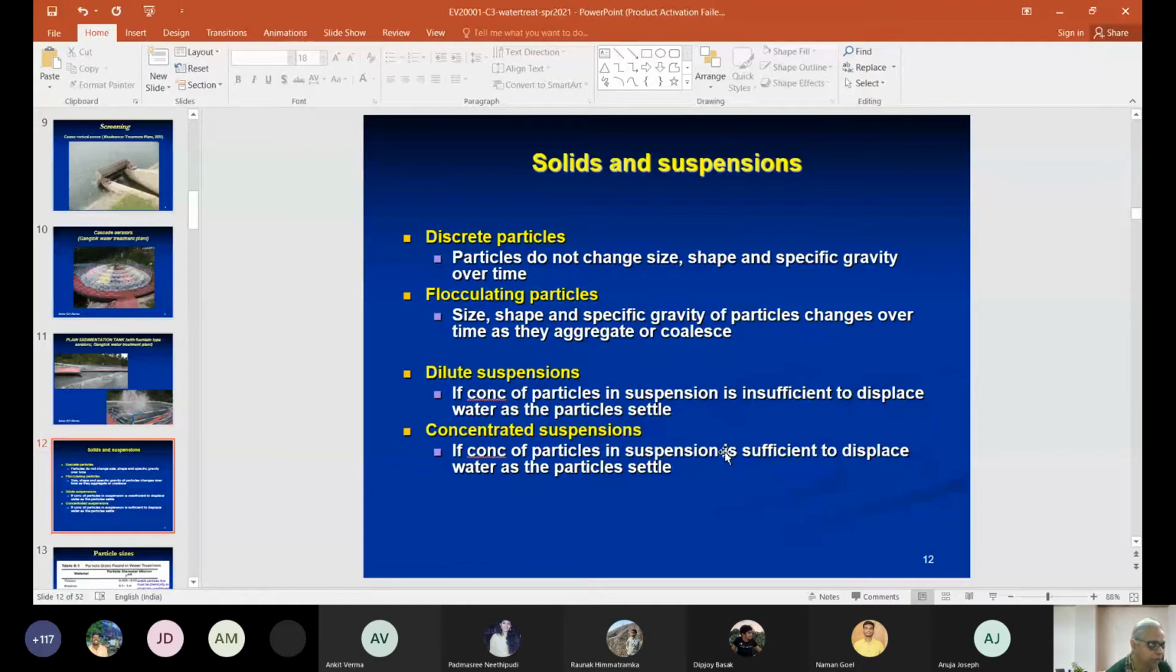Now let's go to coagulation and flocculation. So now we have solids and suspensions. Now, in terms of solids, we have two types of... let me back up here a little bit. You're all familiar with compounds in solution, right? So you have dissolved compounds in solution.